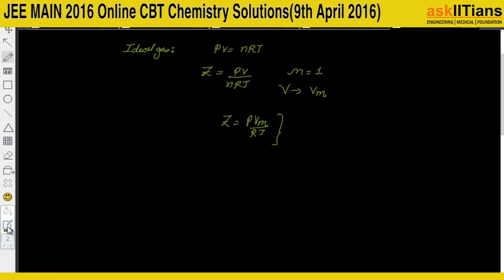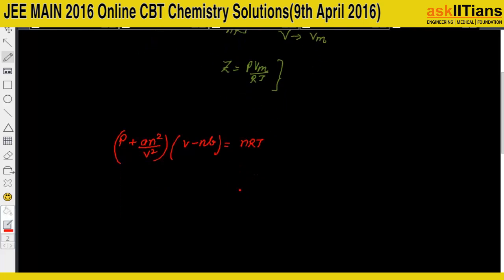Whereas if I ask you to consider the van der Waals gas, then I can write (P + an²/V²)(V − nb) = nRT. Now, if I have been asked to find out for 1 mole of the gaseous species, I can write (P + a/V²)(V − b) = RT.